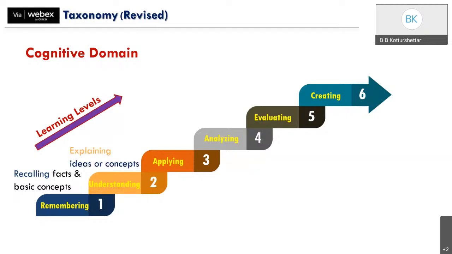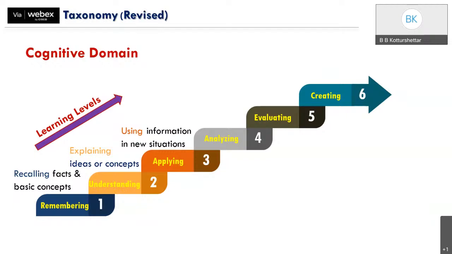But in order to go to the next level, that is understanding, that is explaining ideas or concepts, one should have acquired some minimum level of competency in remembering. Then only he will be able to understand and explain. In order to explain things, remembering is important. So to go to the next level, that is understanding, he should have crossed the remembering stage. Then next is applying, the third stage, that is using information in new situations.